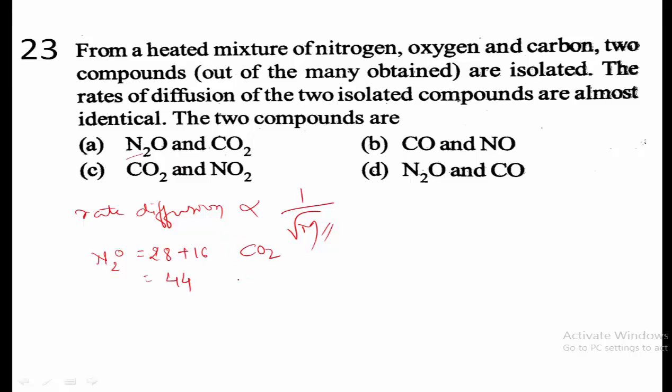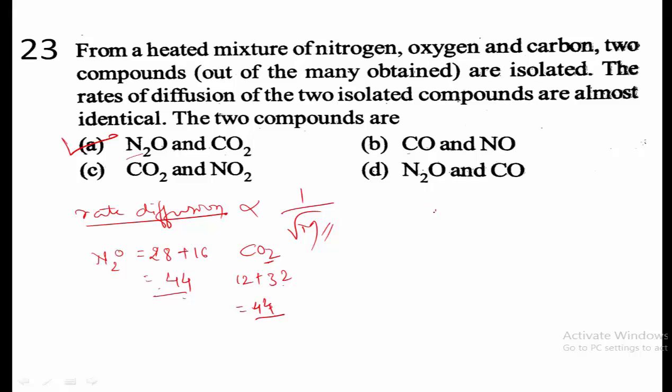So CO2: carbon is 12 plus oxygen is 32, because 1 oxygen is 16, so 2 oxygens means 32. So 12 plus 32 is 44. So simply here N2O has 44 and CO2 has 44. If they have the same molar mass, then the rates of diffusion are also the same, and hence option A is the correct answer. You can also find for CO and NO.